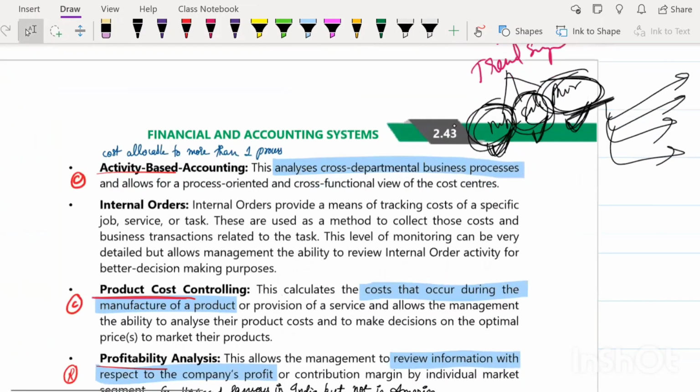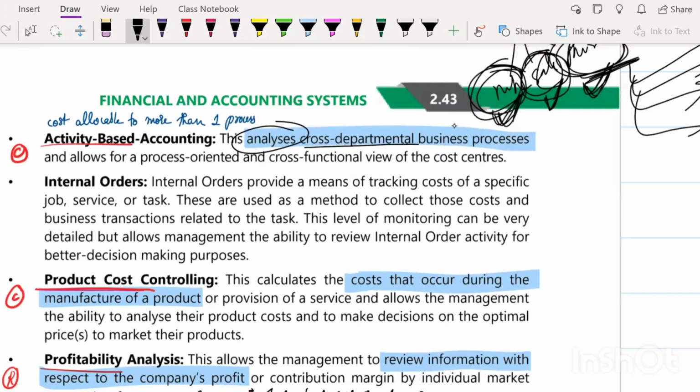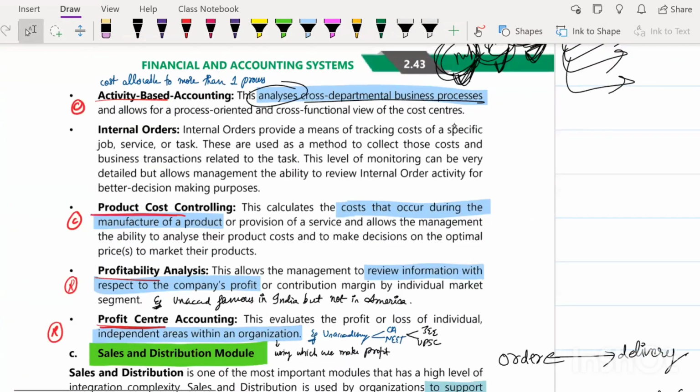So that also you have to make an analysis of cross departmental business process, and you have to see what all costs are included there, what you can have control over, and what you can reduce. So these were related to your cost.